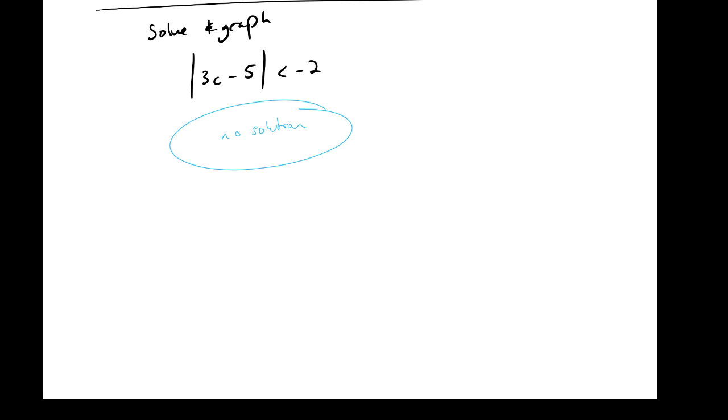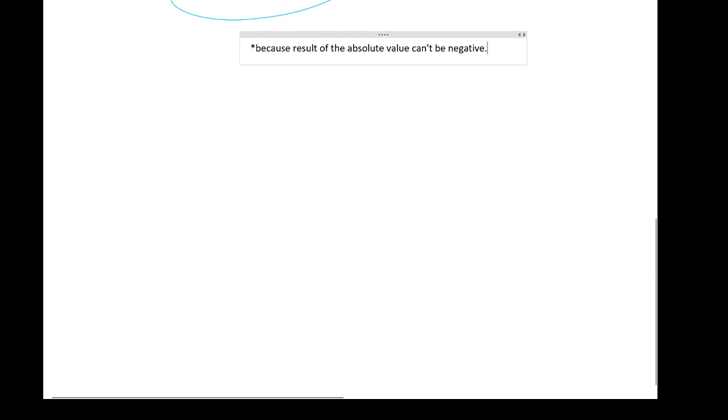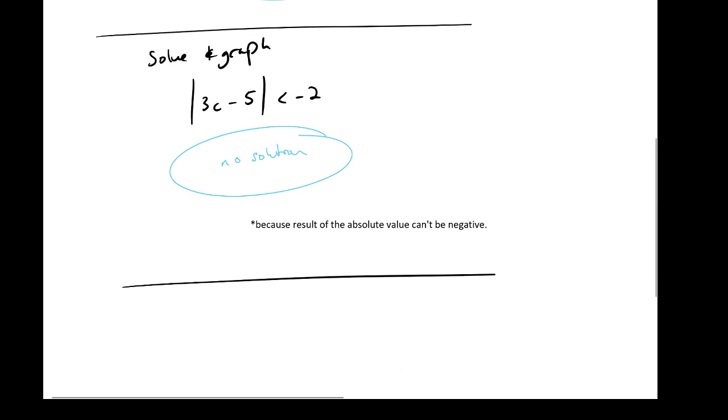Why? Well, think about this. What's the result of your absolute value? It can't be negative, so it doesn't really make sense for us. We're not going to have a negative there. So when we see that the inequality is a less than and we have a negative over here, we're going to shut it down and write down that there's no solution.